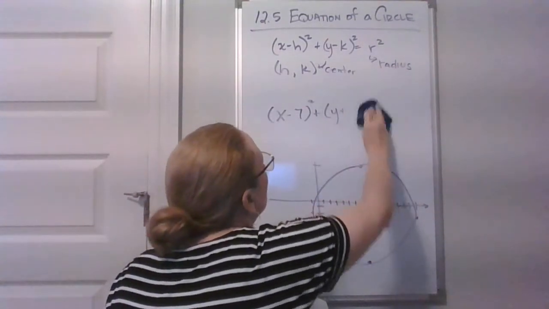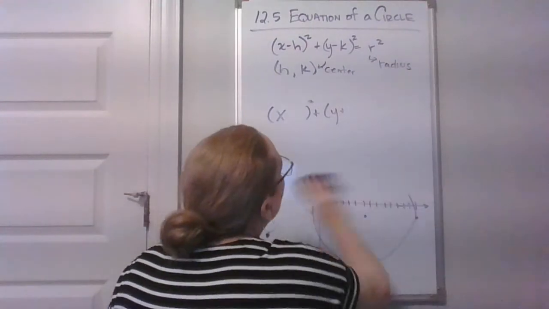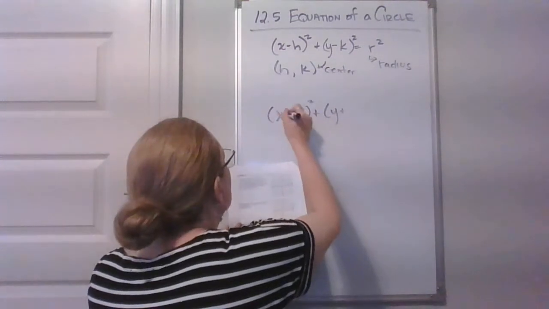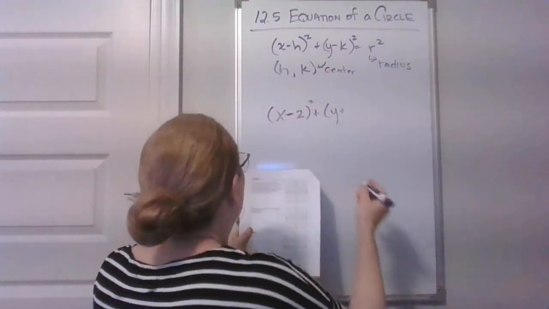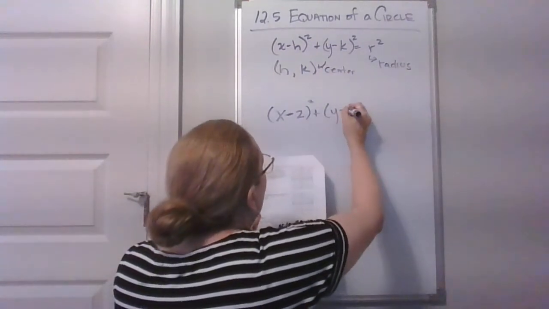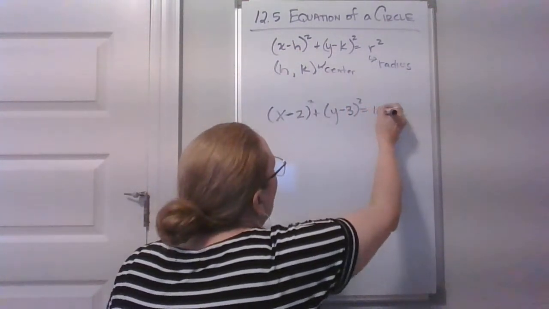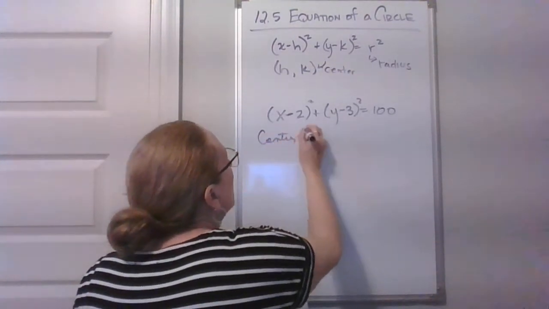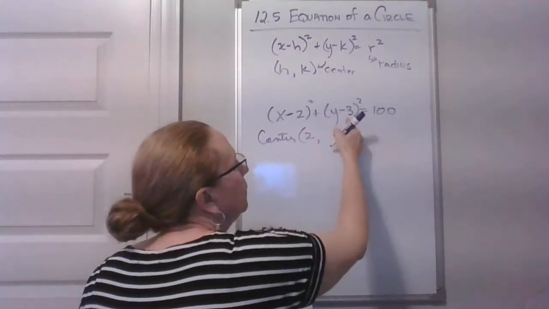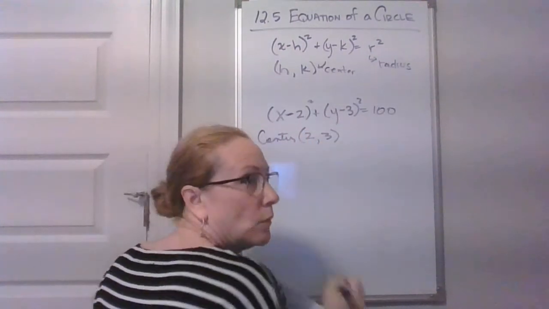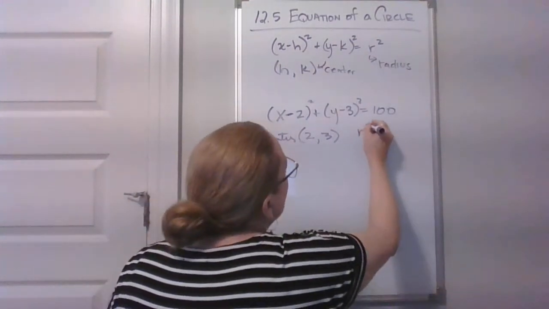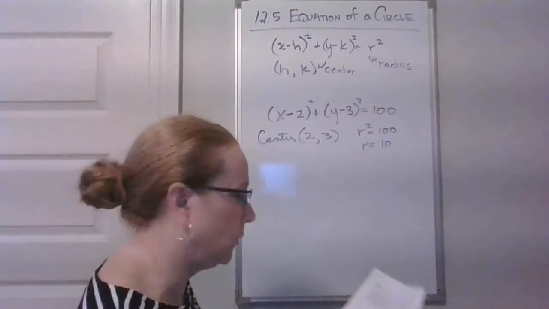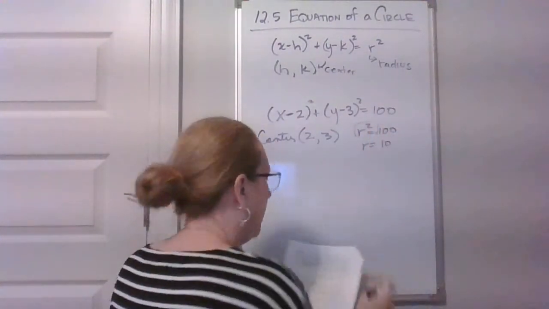And this time, we have x minus 2, y minus 3 squared equals 100. So that means our center is at not -2, but +2, not -3, but +3. So 2, 3 is our center. And our radius squared is 100. So our radius is 10 when we take that square root of both sides, right?